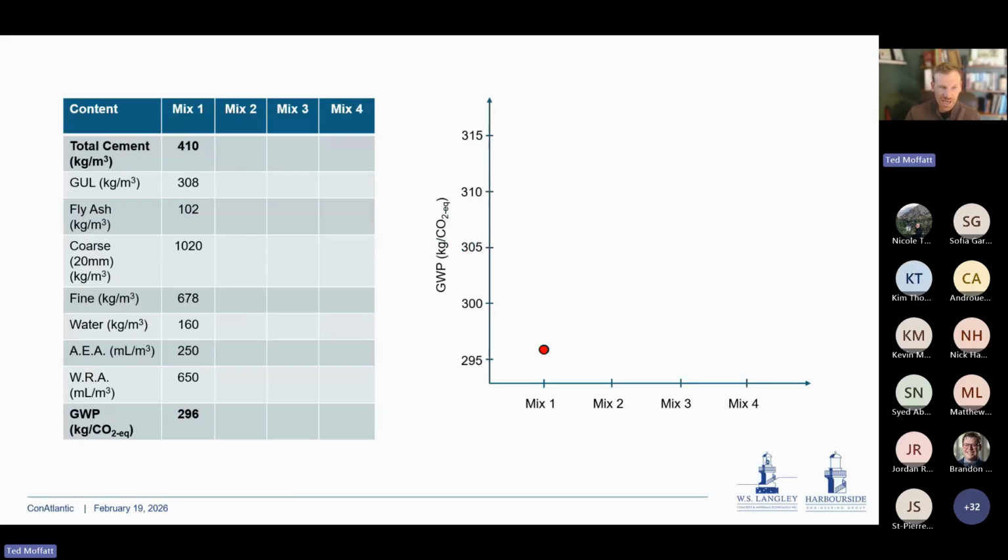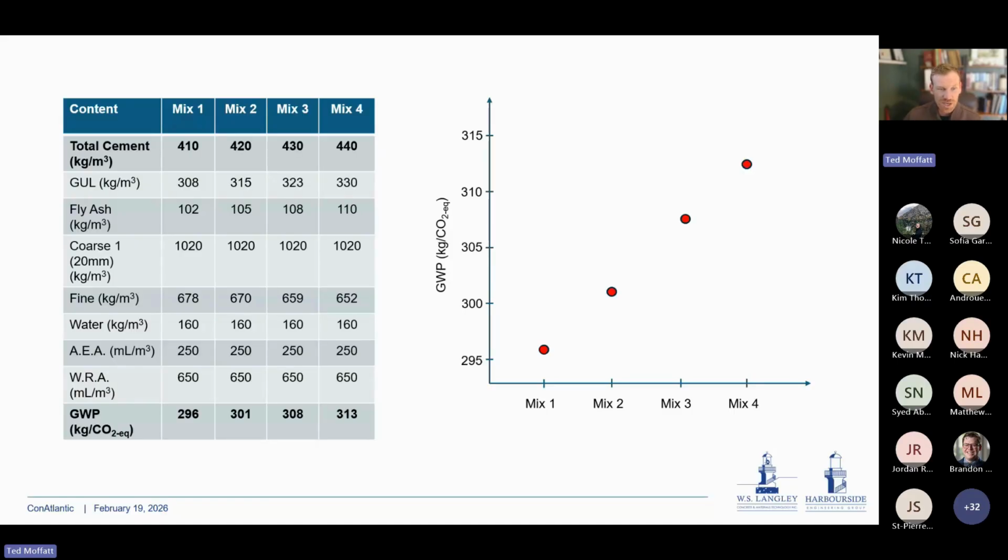This is done by a lot of suppliers, depending on the project specification, depending on the reduction limits that are needed. Here we have my typical C1 mix. Total powder content is 410. So GUL is 308, fly ash is 102. If I maintain my fly ash replacement level, which is 25% in this case, maintain my coarse aggregate content, maintain water just for simplicity in this example, but I increase my powder content, you'll see that your GWP values are increasing. And this is often done by suppliers depending on the specification.